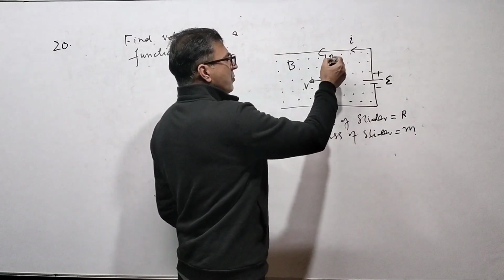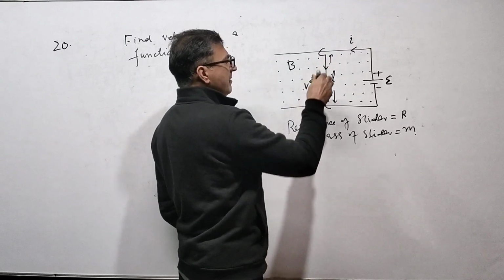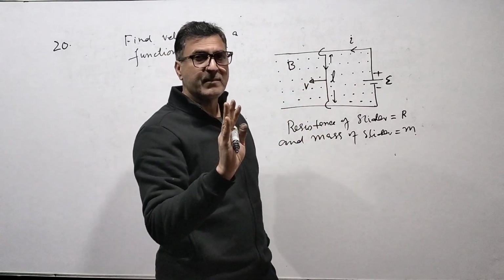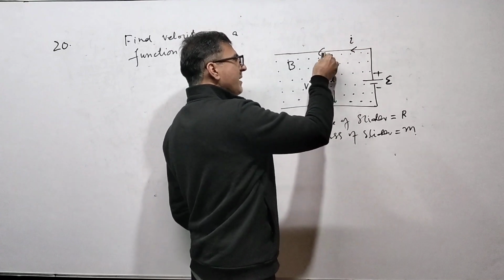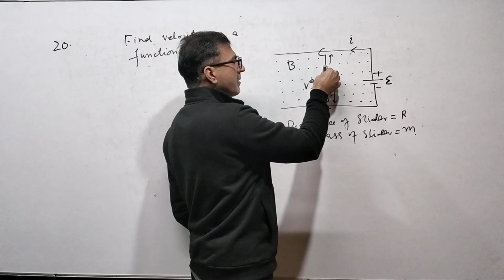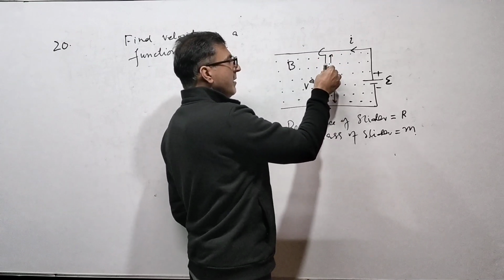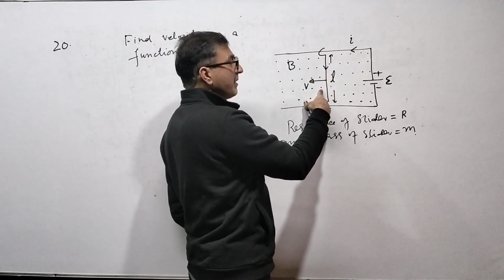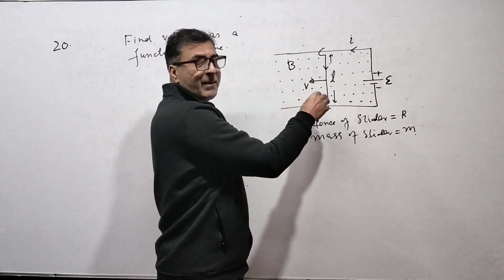This battery sends current through this slider. When it sends current through the slider downwards, the slider is at rest initially. The moment current passes through the slider, it is a current carrying conductor in the magnetic field, and therefore there is a force on this slider, because a current carrying conductor in a magnetic field experiences force. But what's the direction of that force?